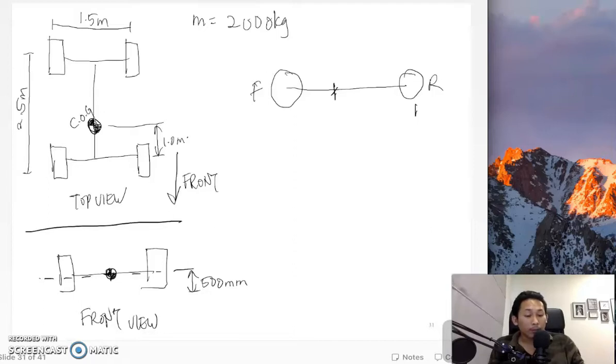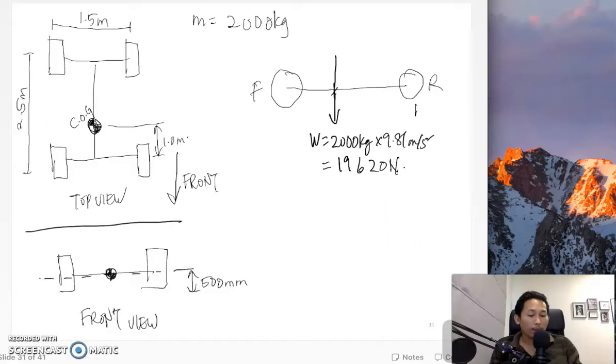So we know that the weight of the vehicle is 2000 kilogram times 9.81, the gravity. And then we got our weight as 19,620 newtons. So we need to calculate the force on the front and rear wheel. So we can calculate the moment that acts about point F.